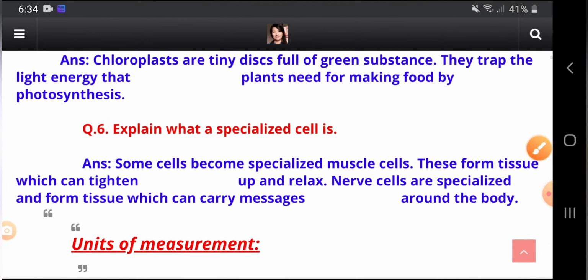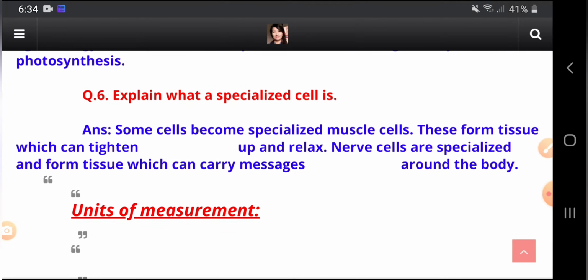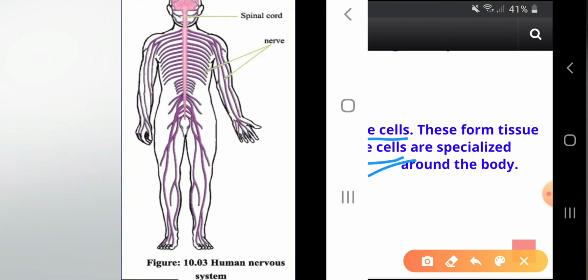Explain what a specialized cell is. Some cells become specialized muscle cells, for example. Muscle cells are the tissue which can tighten up and relax, and nerve cells are specialized, that is, the tissue which can carry messages around the body.